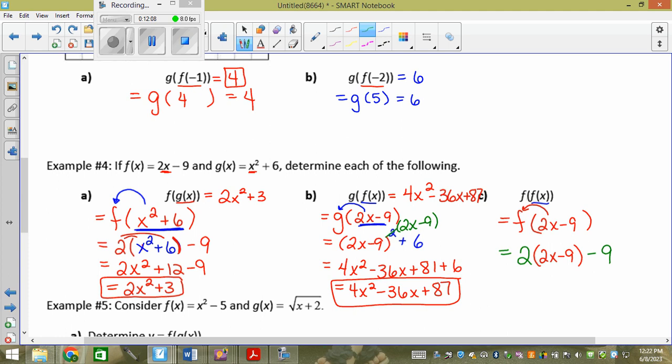Taking the x out of the 2x minus 9, replacing it with 2x minus 9, because it's f of x. So I get 4x minus 18 minus 9, which is 4x minus 27.